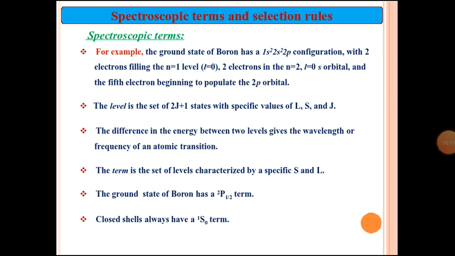The level is the set of 2J plus 1 states with specific values of L, S and J. The difference in energy between two levels gives the wavelength or frequency of an atomic transition. The term is the set of levels characterized by a specific S and L. The ground state of boron has a 2P 1/2 term. Closed shells always have a 1S0 term.